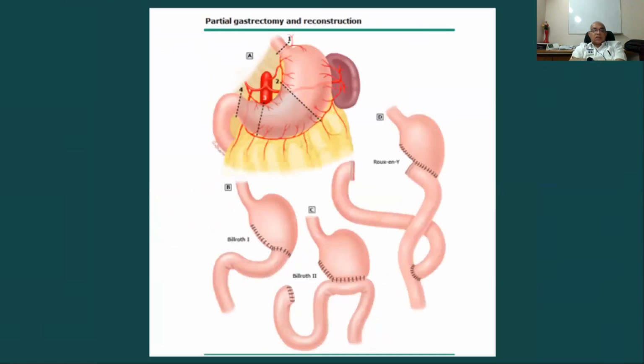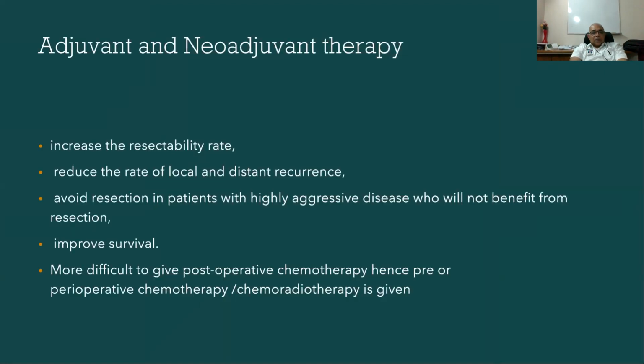And this is a partial gastrectomy. Partial gastrectomy can be of various types. You can have various anastomoses as well, but basically you leave the proximal part of the stomach intact. Now, I'll come to what we do in medical oncology most.